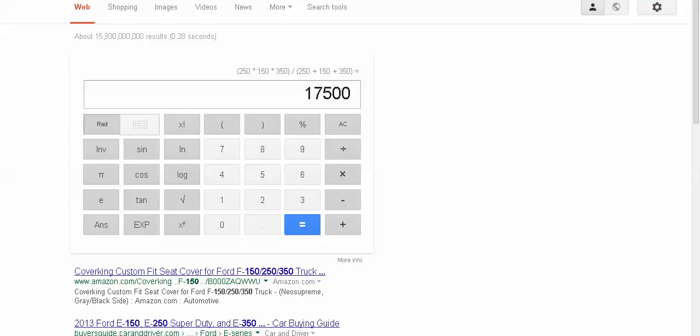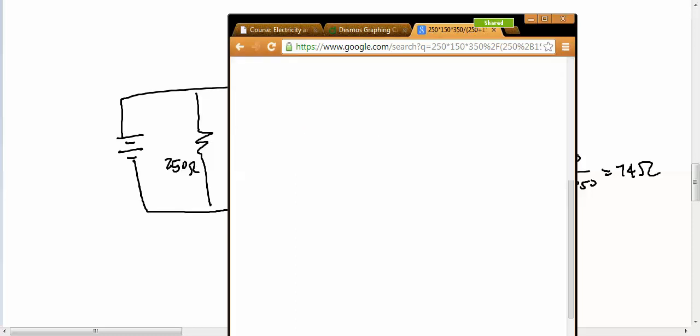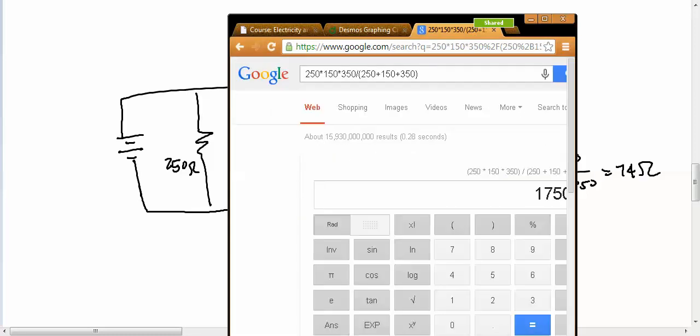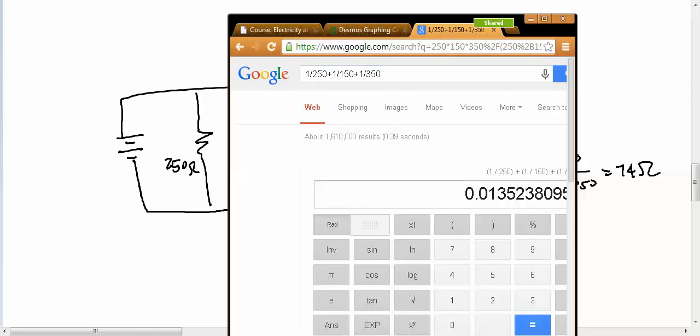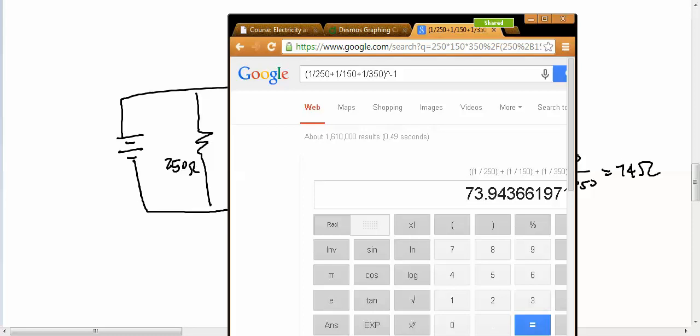All right, I'll tell you what. Why don't we do it this way? 175,100. Remember that one. So now I'm going to do this one: 1 divided by the first, plus 1 divided by the second, plus 1 divided by the third. I ask the calculator, what is that? 0.013, and so on. But I want to take that and raise it to the negative 1, because I want the inverse of that. 73.94.